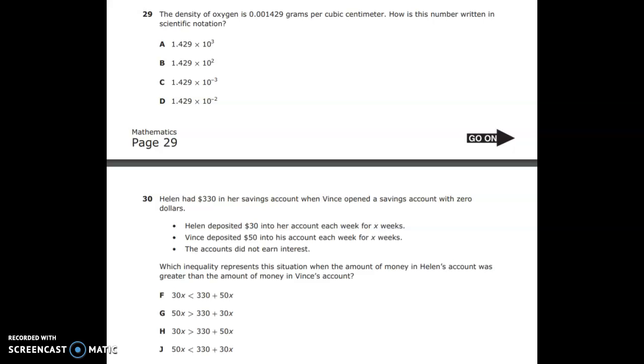Number 30. Helen had $330 in her savings account when Vince opened a savings account with $0. Helen deposited $30 into her account each week for X weeks. Vince deposited $50 into his account each week for X weeks. The accounts did not earn interest. Which inequality represents this situation when the amount of money in Helen's account was greater than the amount of money in Vince's account?